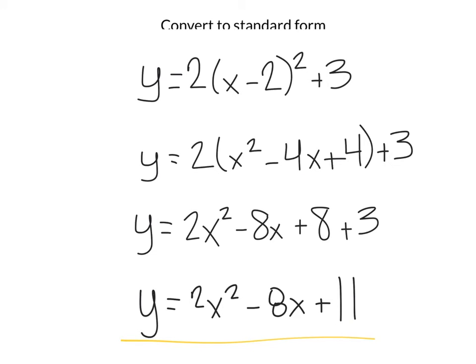Now we are going to convert this equation from vertex form to standard form. The equation is y equals 2 times x minus 2 squared plus 3. From here you use FOIL, so then you get y equals 2 times x squared minus 4x plus 4, plus 3. Next you would multiply, leaving you with y equals 2x squared minus 8x plus 8 plus 3. You add the like terms, leaving you with y equals 2x squared minus 8x plus 11, which is in standard form.